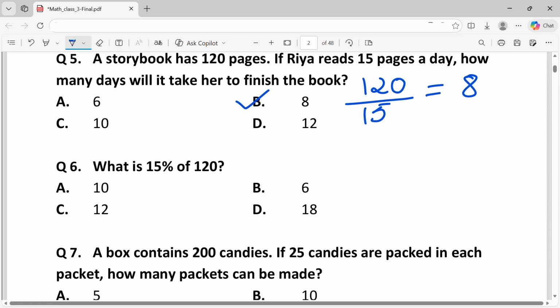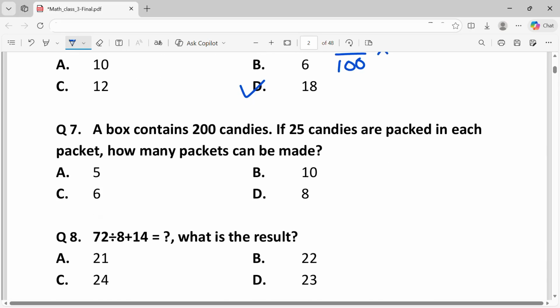Question 6. What is 15% of 120? 15% of 120 is 15 upon 100 into 120. That is equal to 18. So the answer is D, 18.